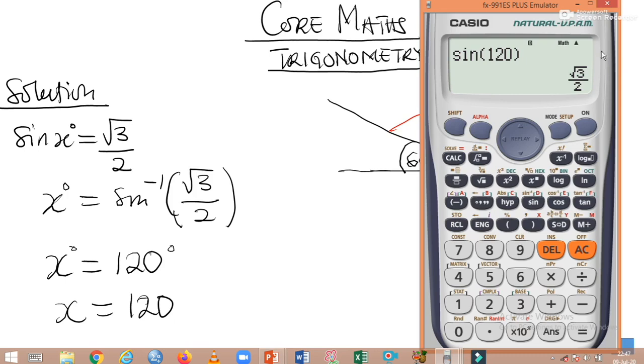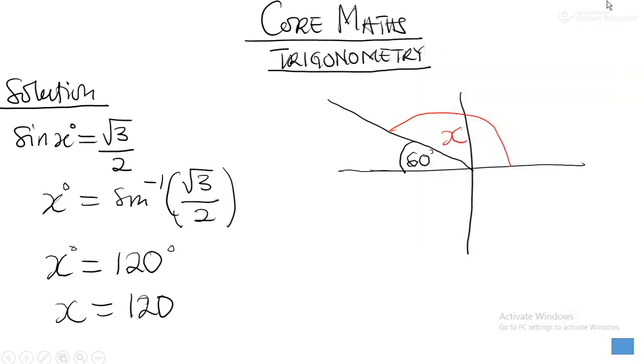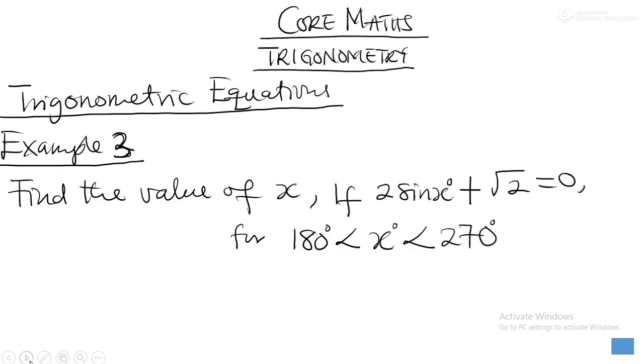Good. So we are getting what? √3 on 2. Right. So I hope you follow. Good, good. So that is the answer for the second example. Now let's look at the final example, that is example 3.